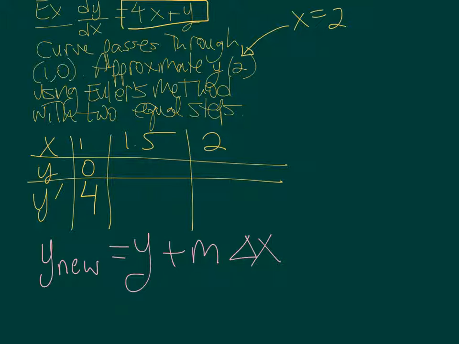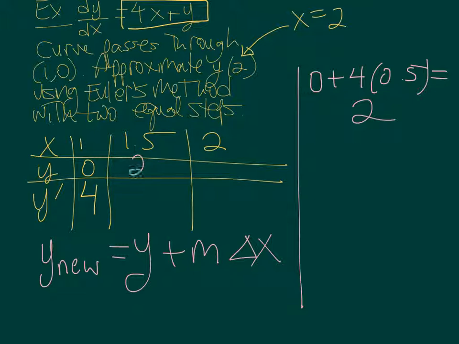And our y new is going to be the old y, which is 0, plus the slope times the step size, which is equal to 2. So that's our new y. Now our new slope is 4x plus y. So I have to do 4 times 1.5 plus 2, and our new slope is 8.